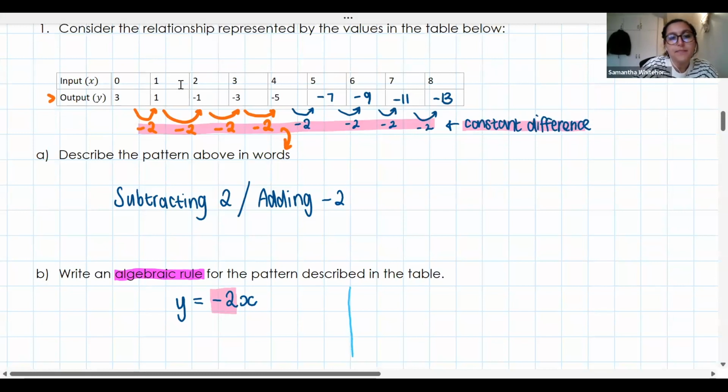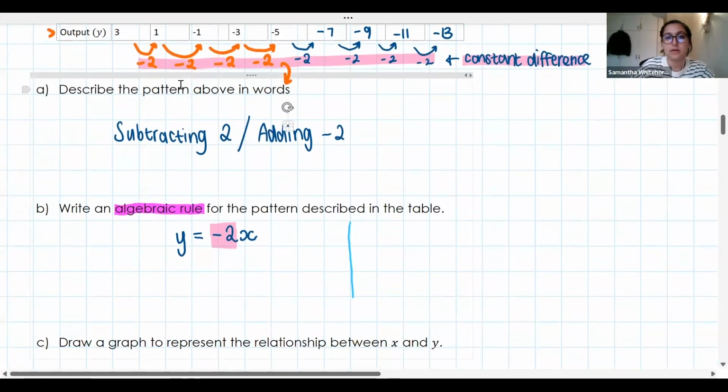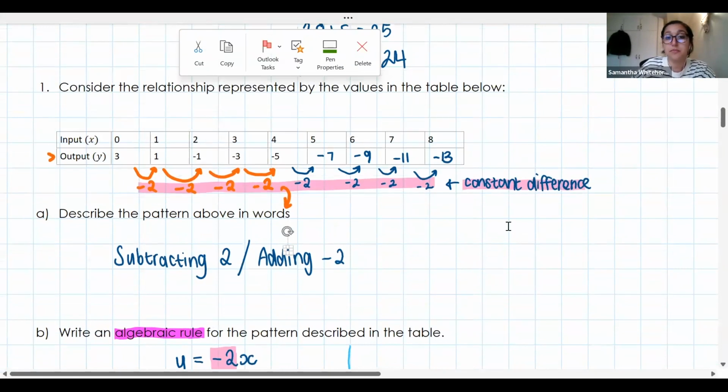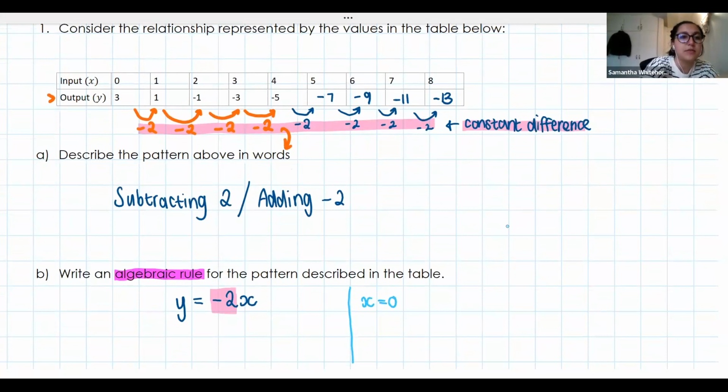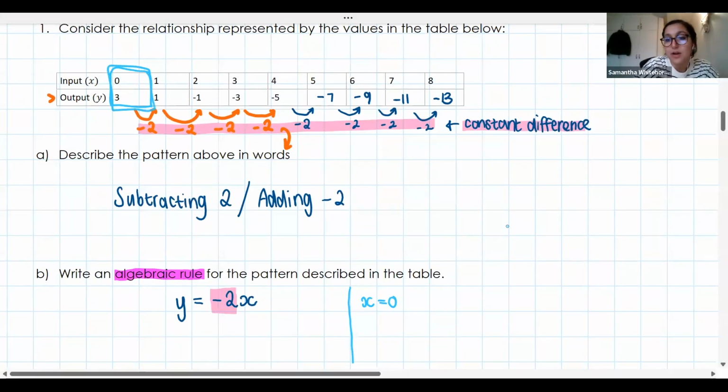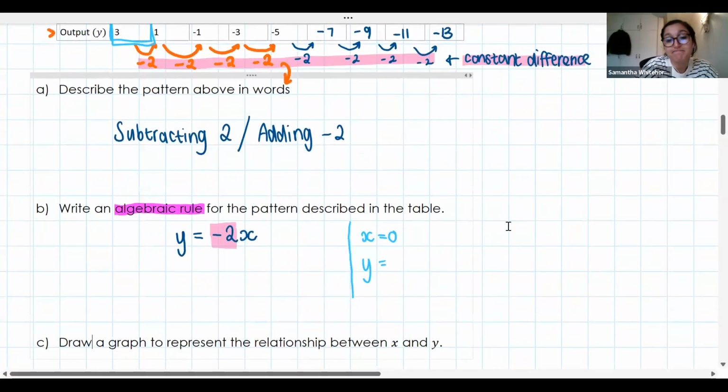So this is now where we need to do a bit of a check. If we take our input of 0, which I'm getting from the very first column in my table, and I apply the rule that I have so far, y equals -2x.